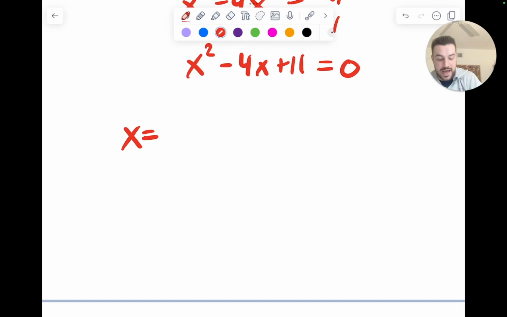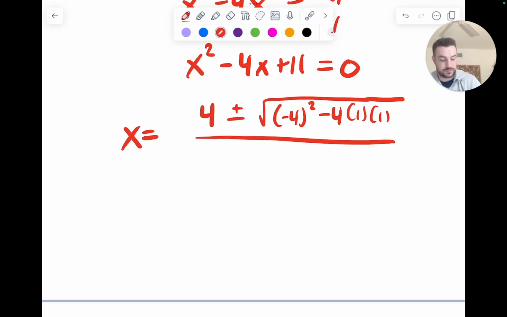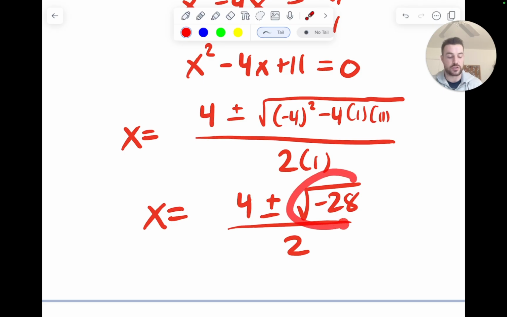X equals the opposite of b plus or minus the square root of b squared minus 4 times a times c, all over 2 times a. Now when we do this, we get 4 plus or minus the square root of, we end up with 16 minus 44, and we get a -28 over 2.